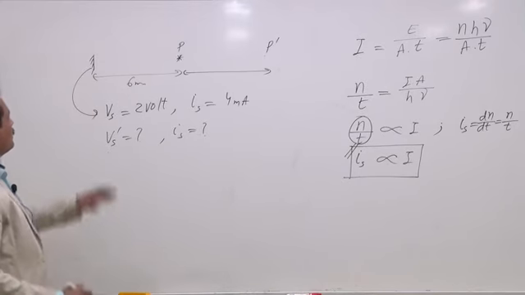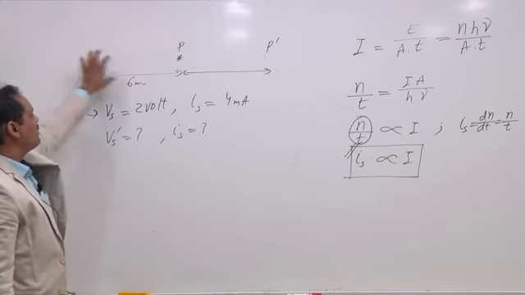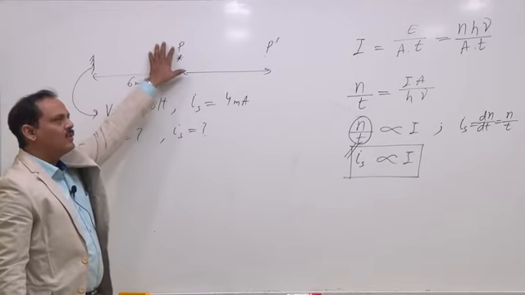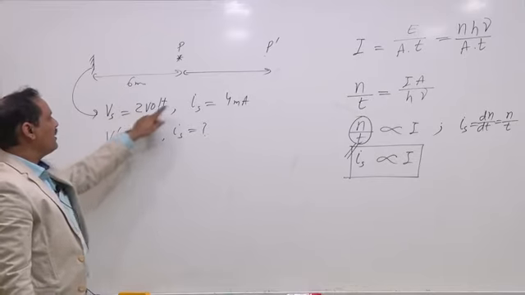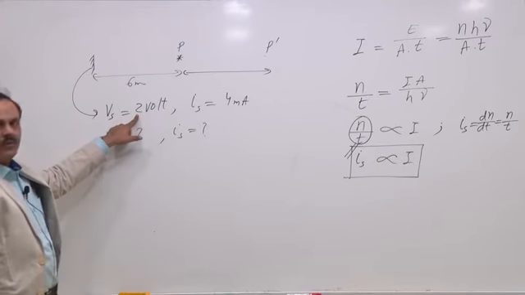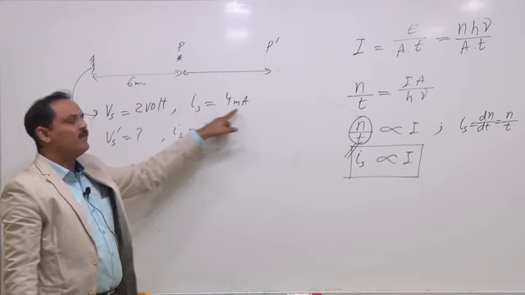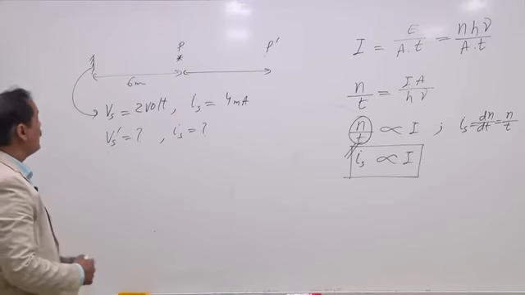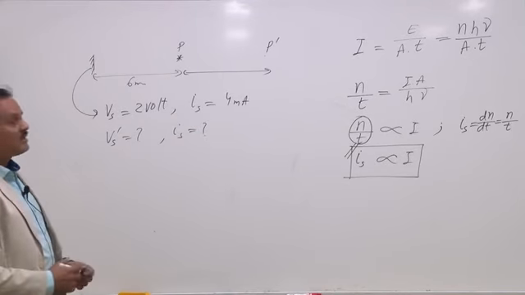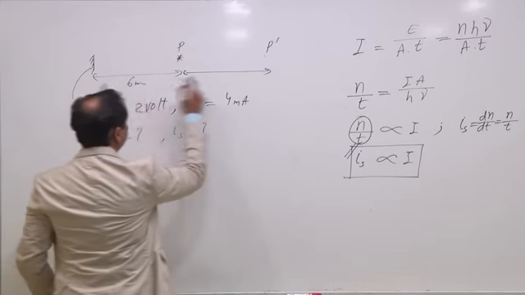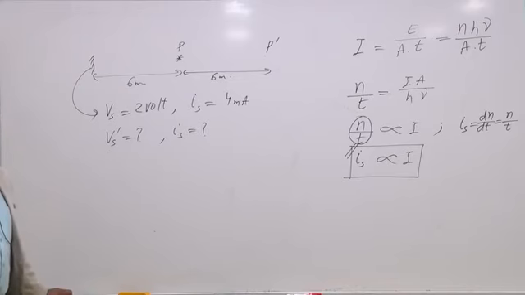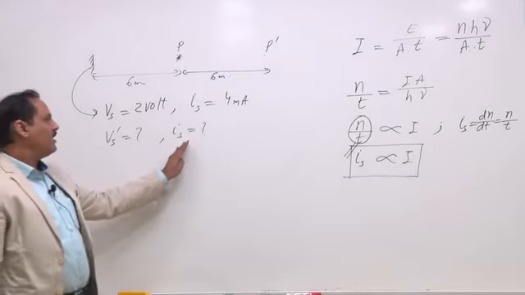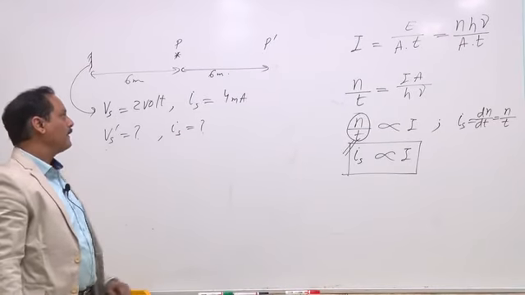The question is, the plate of a phototube is initially at a distance of 6 meter from a point source of light such that stopping potential and saturation current are 2 volt and 4 milliampere respectively. The distance of the source is now doubled. That is, initially it was 6 meter, it is moved by another 6 meter, and the distance is now doubled, that is 12 meter. Then what will be the stopping potential and saturation current?